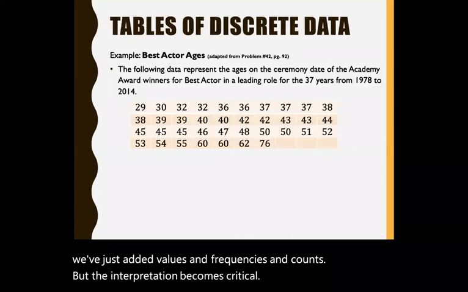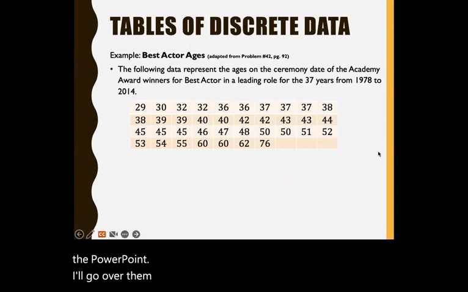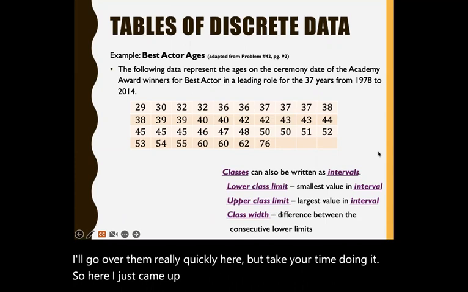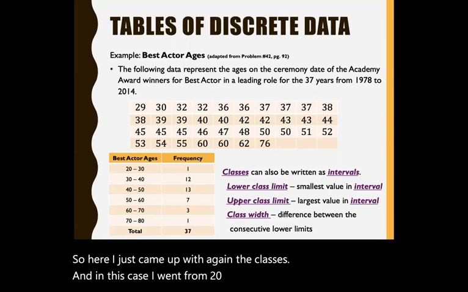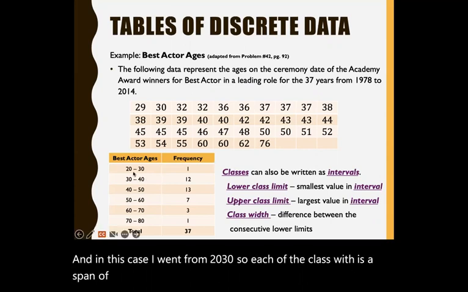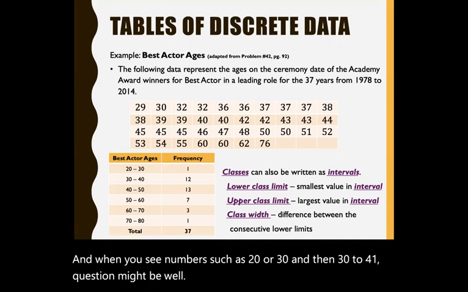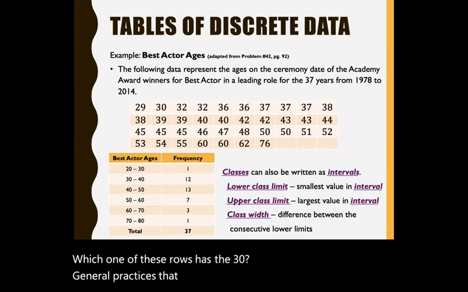Now, I've provided 2 more practice problems for you to go over in the PowerPoint. I'll go over them really quickly here, but take your time doing it. So here I just came up with, again, the classes. And in this case, I went from 20 to 30. So each of the class widths is a span of 10. And when you see numbers such as 20 to 30 and then 30 to 40, one question might be, well, which one of these rows actually has the 30? And general practice is that the lower class limit, the number on the left, is where the value would land.